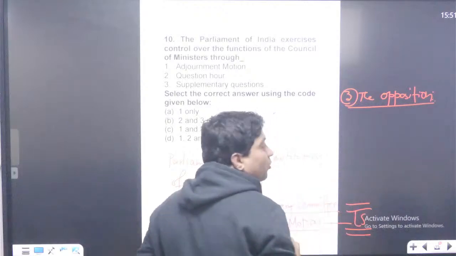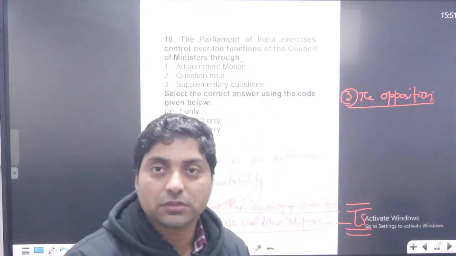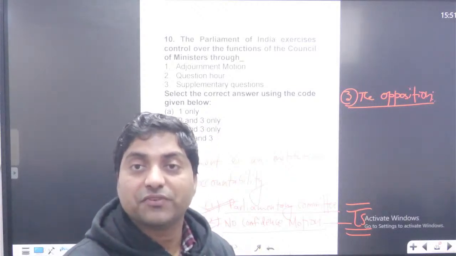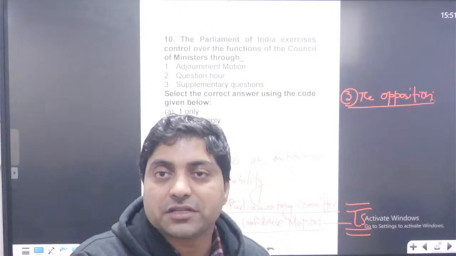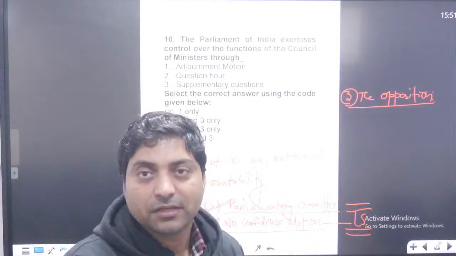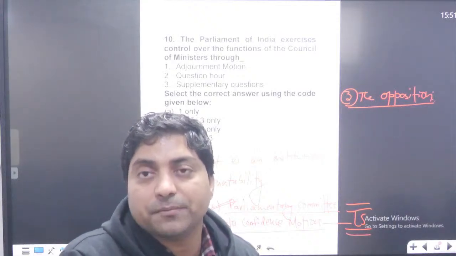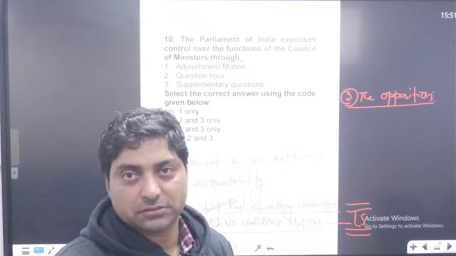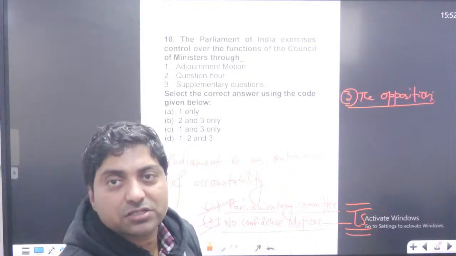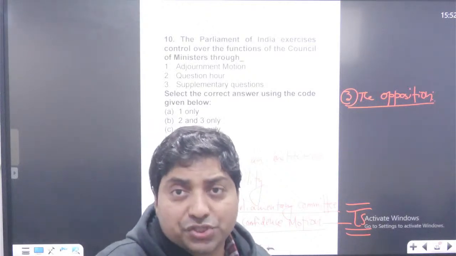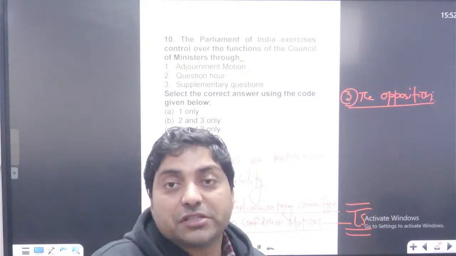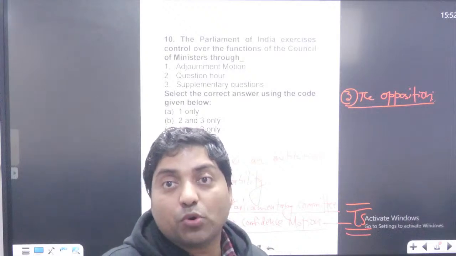Opposition ensures accountability of the government. How? Opposition asks very difficult questions. They criticize the government and provide alternative policy. They ask questions on behalf of the people to the government. So a healthy democracy must have a healthy opposition. The more effective the opposition is, the more accountable the government would be.